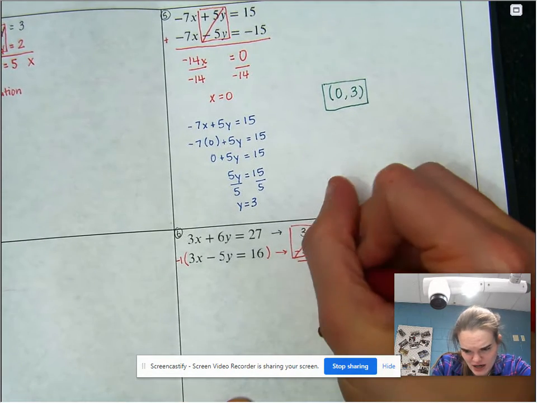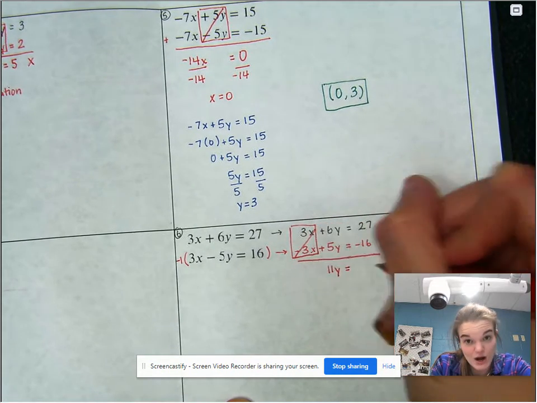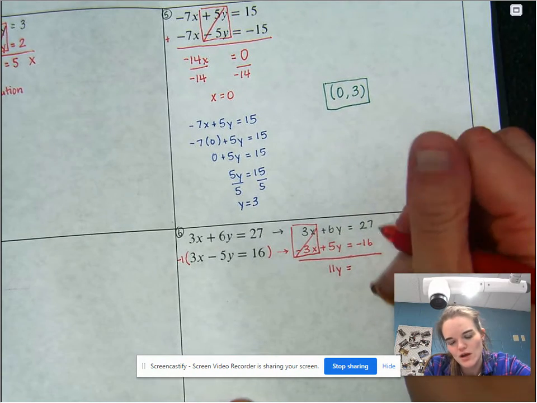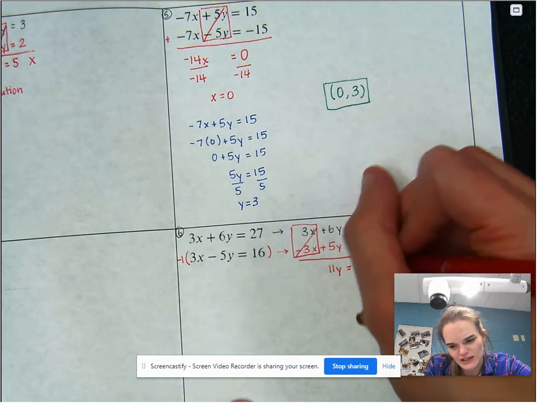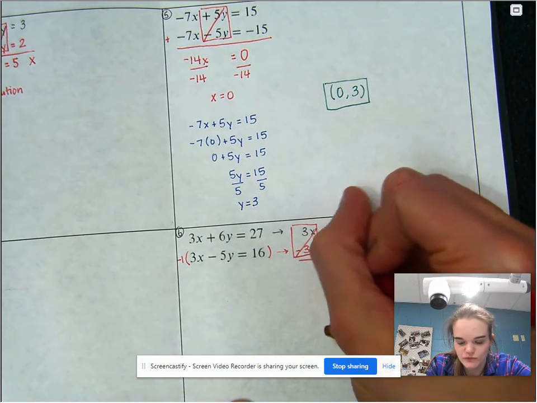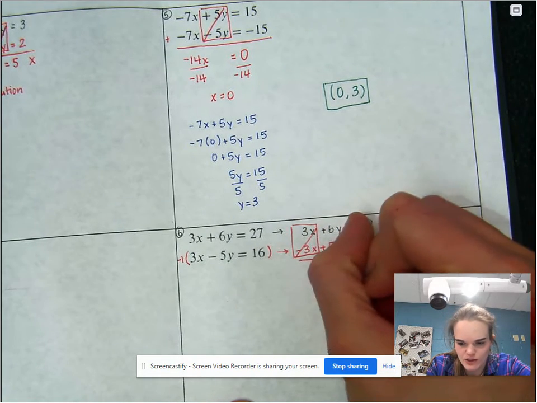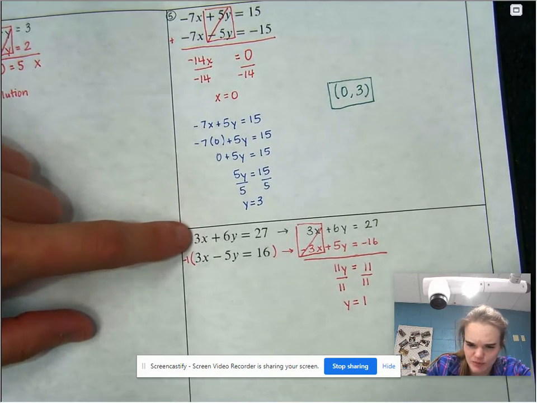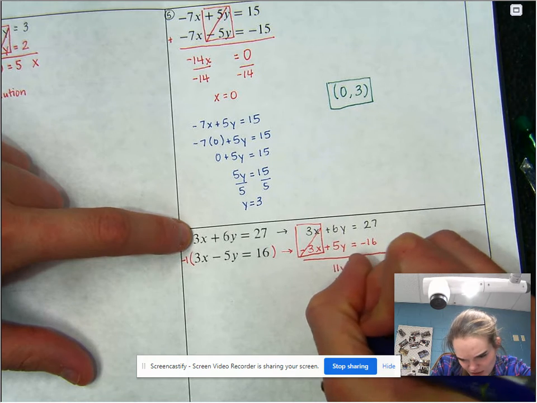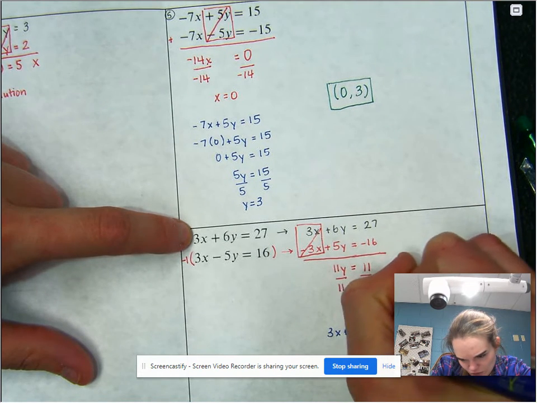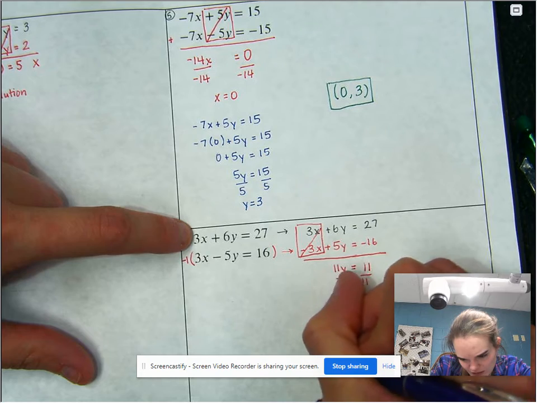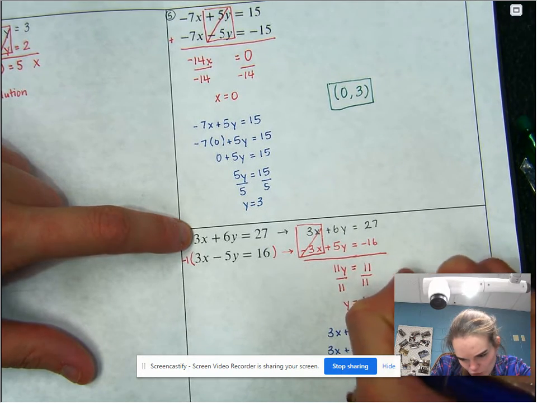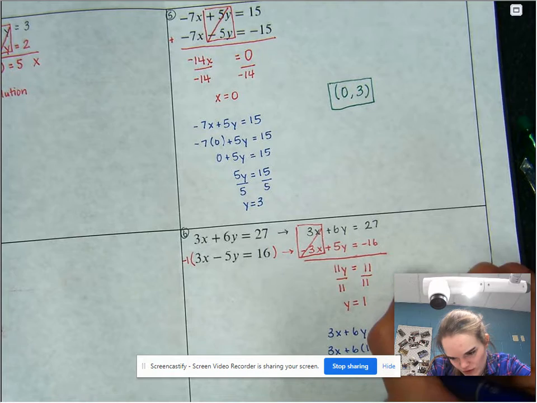6y plus 5y is 11y. Why? Because that's what it adds to be. 27 minus 16 is 11. Cool. Divide by 11. y equals 1. And plug it back in. Notice this time I solved for y, so I make sure I plug it into y. And I'm going to use this first one up here because it doesn't have any negatives. 3x plus 6y equals 27. 3x plus 6 times 1, don't forget it's y this time, equals 27.